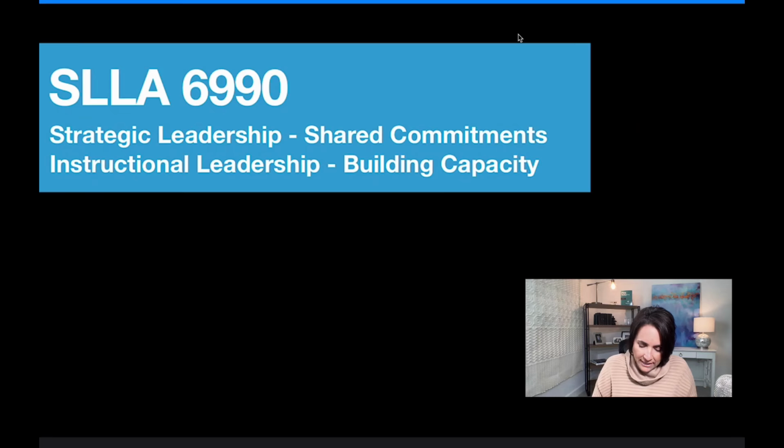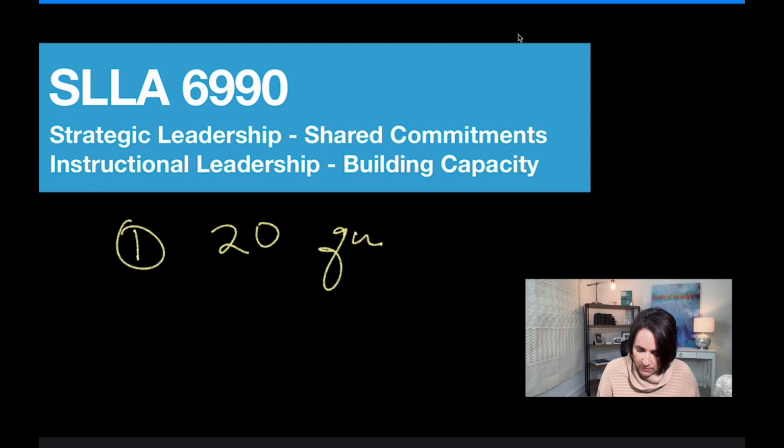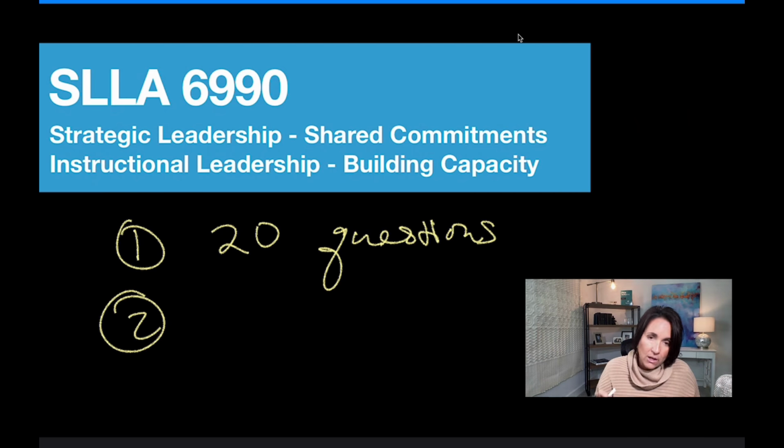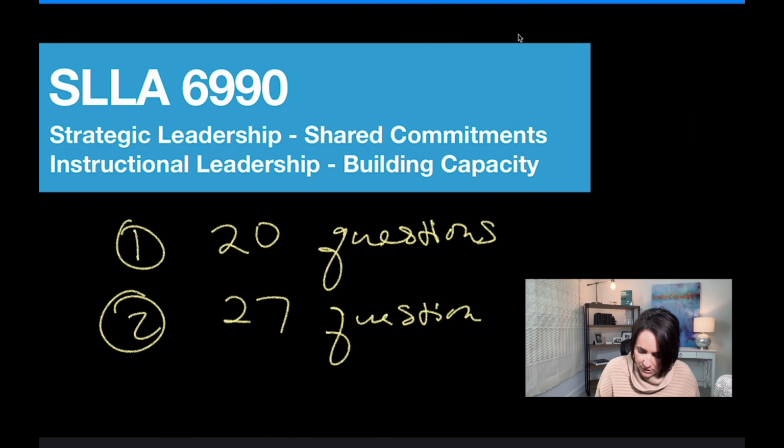Let's get started. Okay, so let's break down these two content categories from the SLLA 6990. Strategic leadership is the first content category of the test, and you're going to get about 20 questions from this content category. Instructional leadership is the largest content category of the exam, and you're going to get around 27 questions for this particular section of the exam.